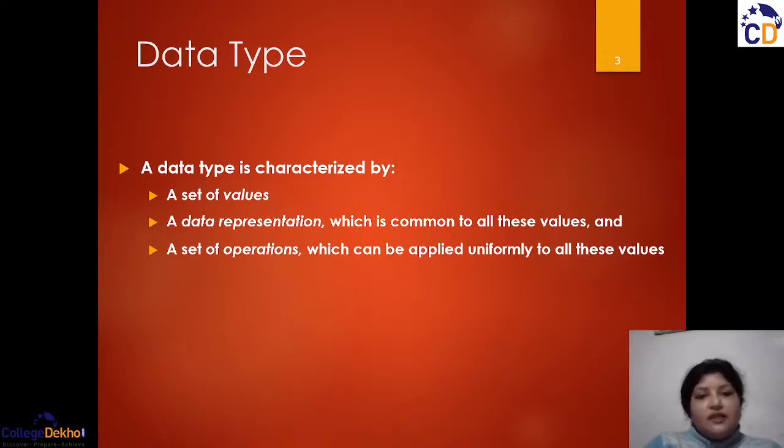A data type has a data representation which is common to all these values, and a set of operations which can be applied uniformly to all these values. Suppose I am asking, can we perform arithmetic operations on a name field? No, because it's a string value. We cannot perform arithmetic operations. Like if I ask you to add Manvi with 2, what do you mean by 2?